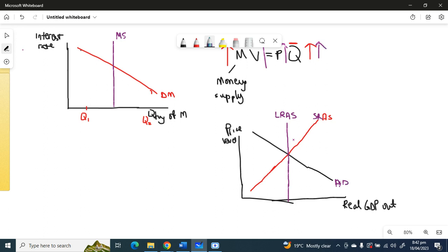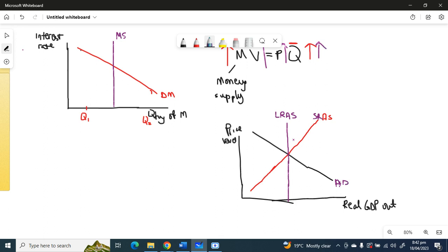When we are utilizing our resources efficiently, the number one source which we mostly concentrate on is labor. We've also got capital, we've also got land. So whenever you are utilizing those resources efficiently, that's what we call full employment.